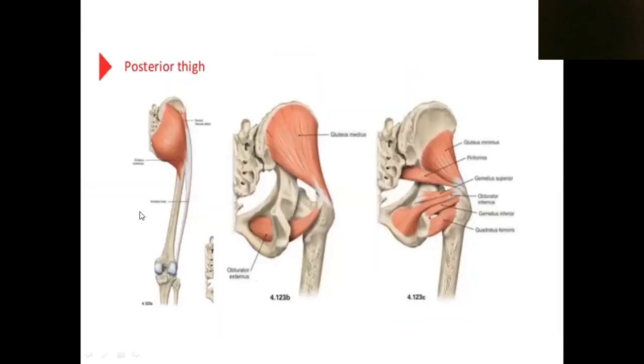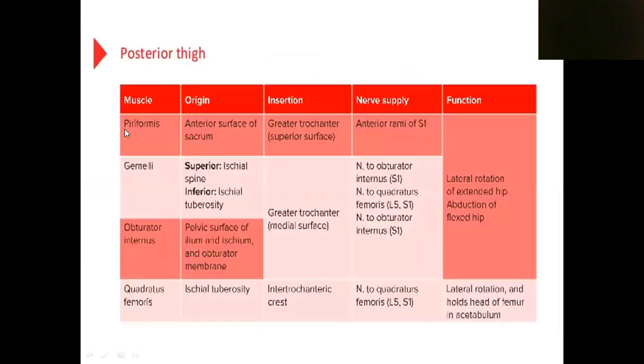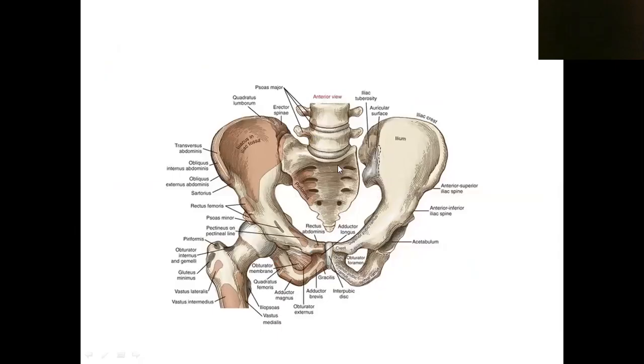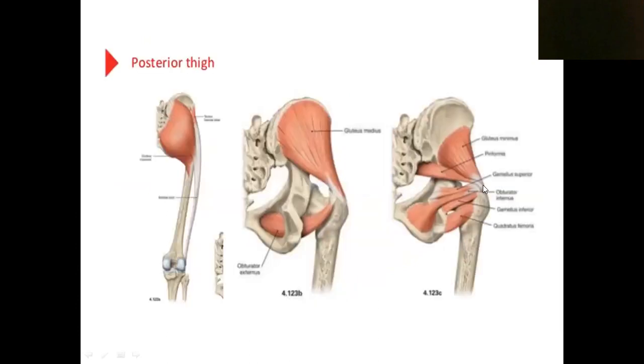Now we are moving to discuss the piriformis muscle. Piriformis arises from the anterior surface of the sacrum and is inserted to the greater trochanter. This colored area is the anterior surface of the sacrum. From there it runs laterally through the greater sciatic notch and comes out. See, this is the greater sciatic notch.